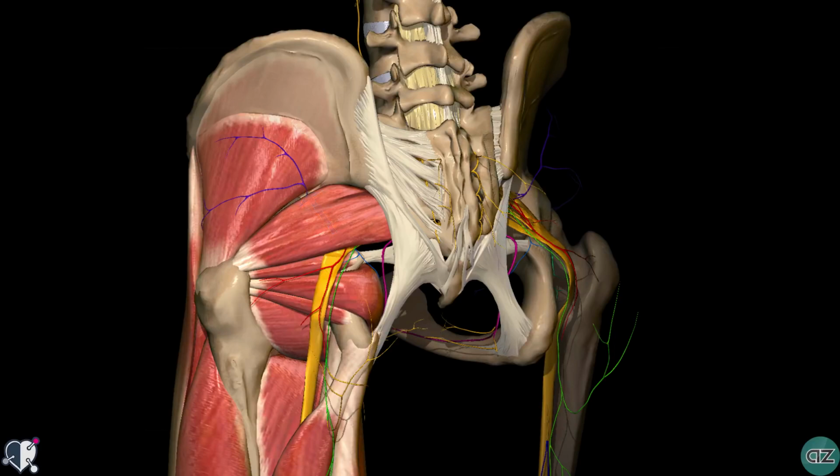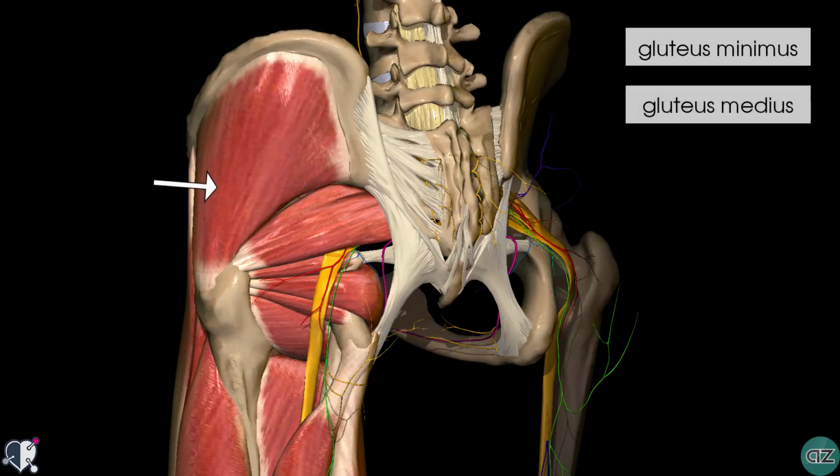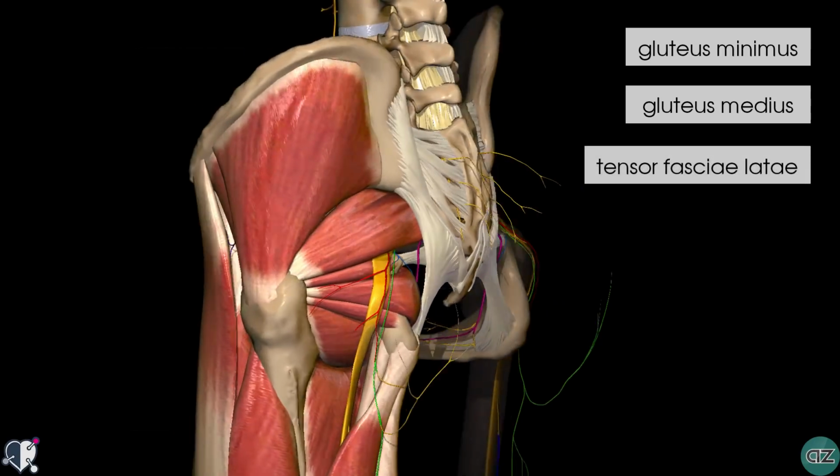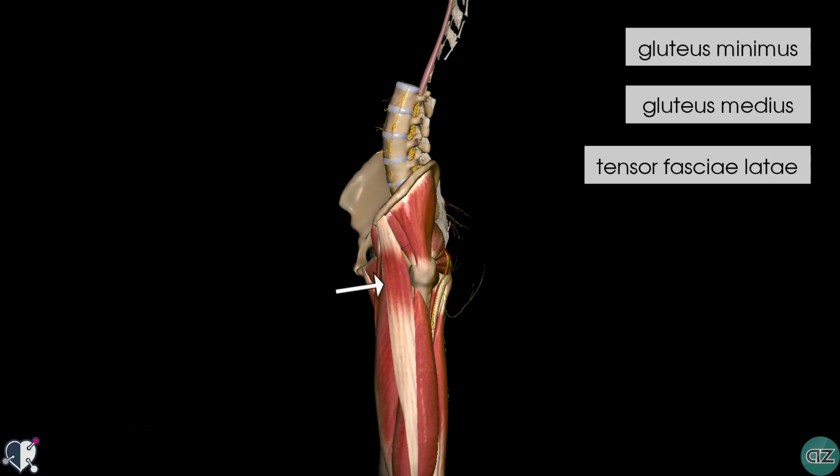In terms of motor function, it innervates the gluteus minimus, which you can see here, the gluteus medius, which I've just brought back, and the tensor fasciae latae.